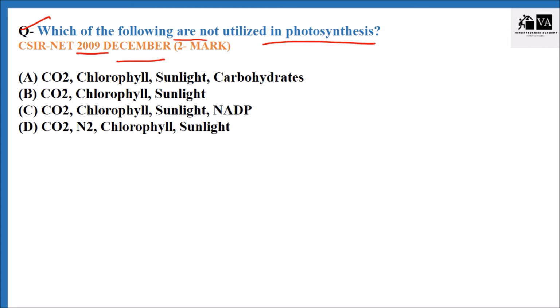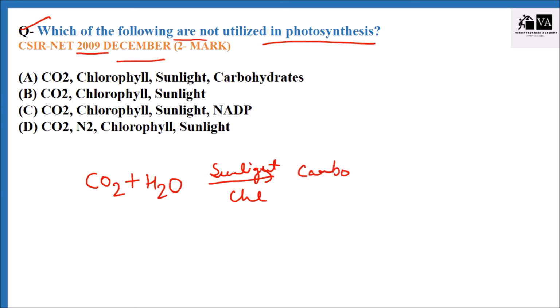In our previous lecture we studied about photosynthesis. So what is photosynthesis? CO2 plus water. This is the basic reaction. In the presence of sunlight and chlorophyll, it will form carbohydrate, or we can say glucose, and it will evolve oxygen. This is the whole process.